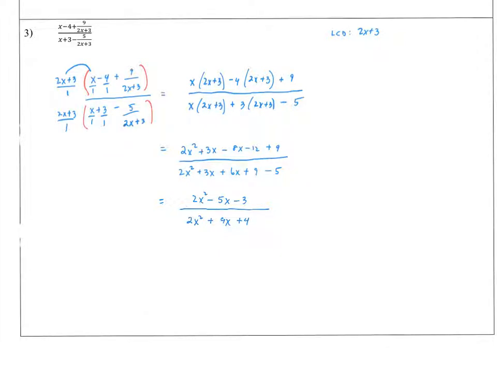We can factor the numerator and the denominator. In the numerator, we get 2x plus 1 times x minus 3. In the denominator, 2x plus 1 times x plus 4. We see that the 2x plus 1's canceled, so our final answer is x minus 3 divided by x plus 4.